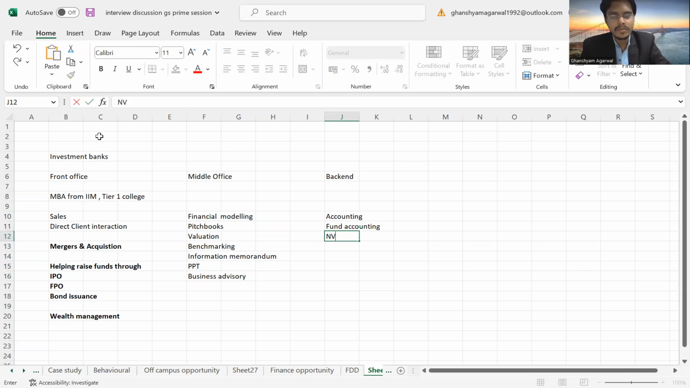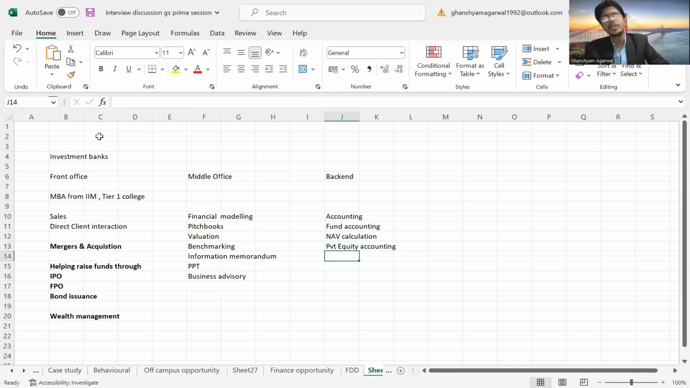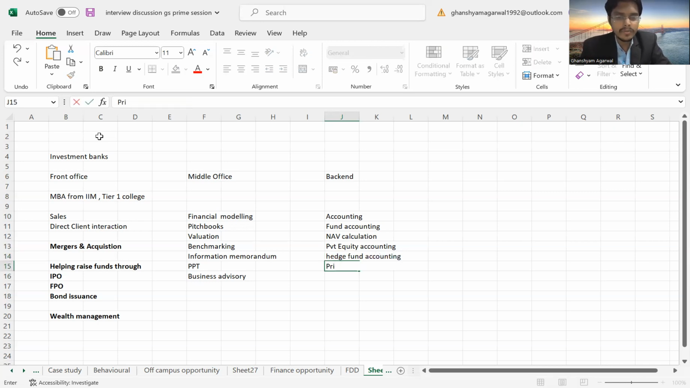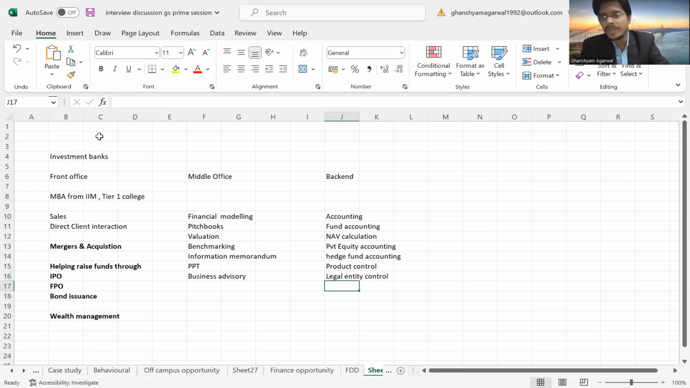Back end, you will be doing something like accounting work, like fund accounting, NAV calculation, private equity accounting, fund accounting, hedge fund accounting, right? Product control, legal entity control. These are things that you will be doing out here.